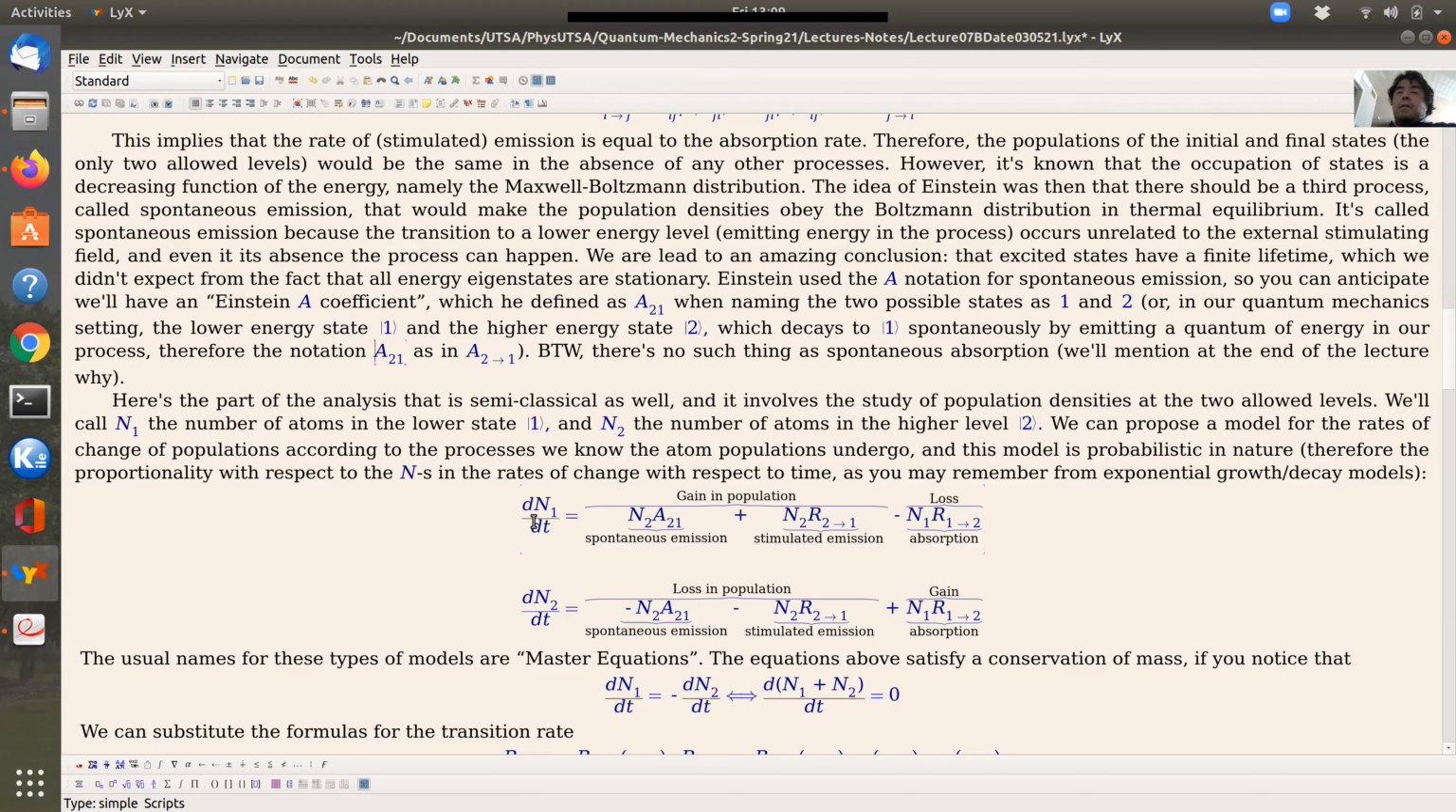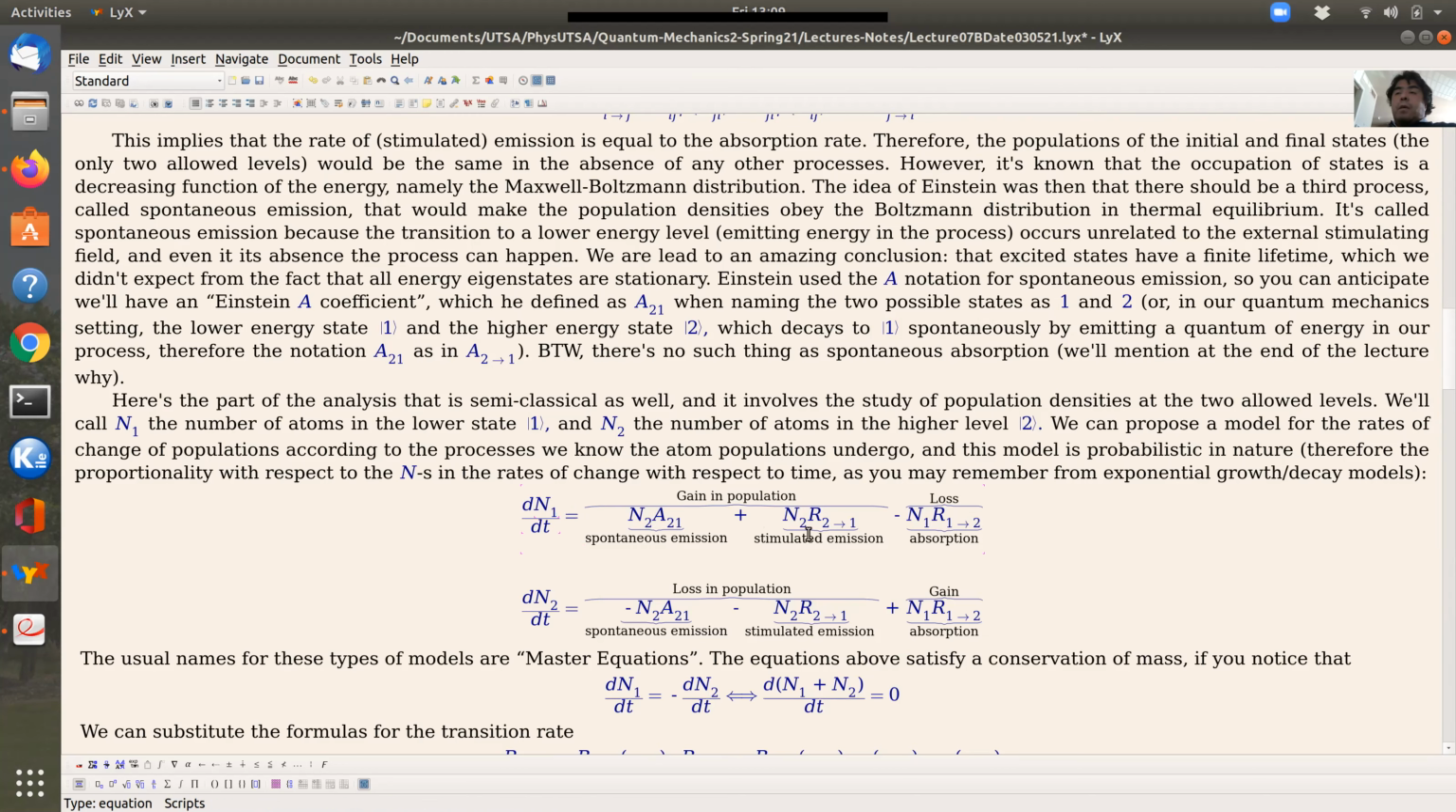So I'm commenting on the rate of change of the population of atoms in the state 1 with respect to time, where I can gain atoms or lose atoms. Now, how can I gain atoms in the population of the state 1? For example, by spontaneous emission: I can be in the higher state 2, so this depends on how many atoms I have in the state 2. Then by spontaneous emission, they decay from the state 2 to the state 1, and I would gain elements in the population 1.